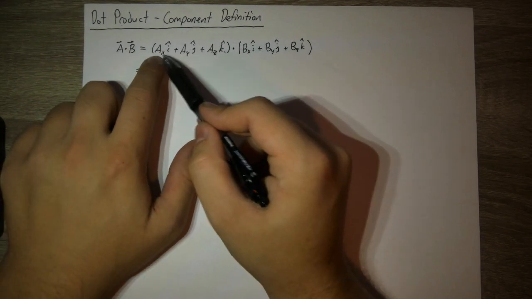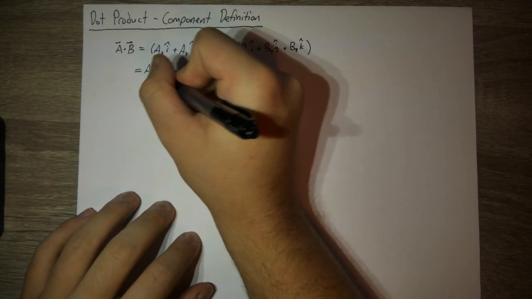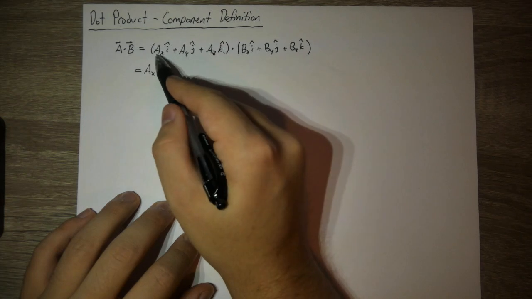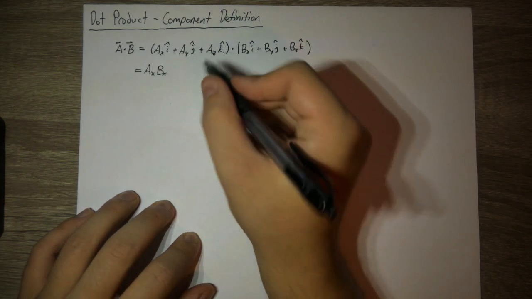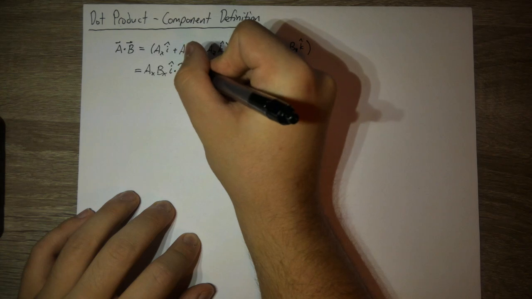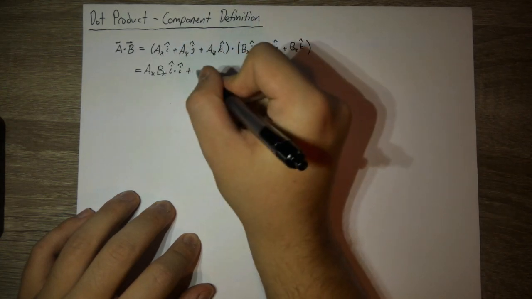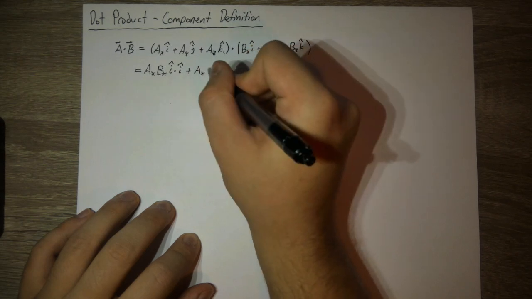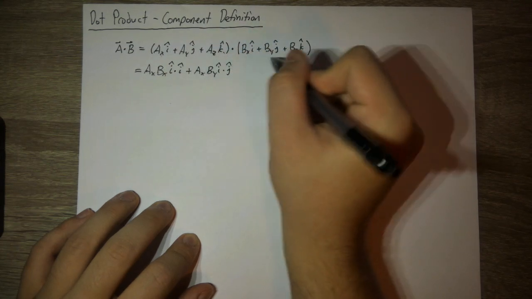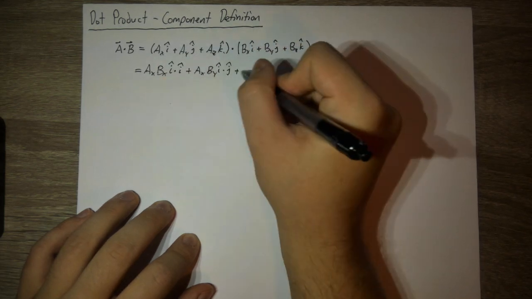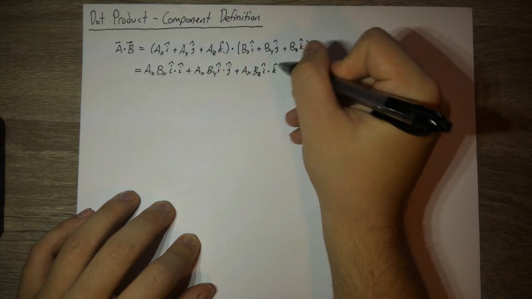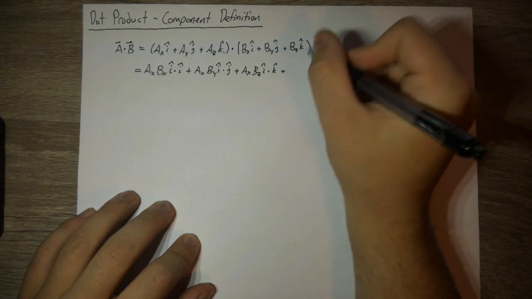So we're just going to multiply each term with each other. I'm going to multiply this term with this term and bring the components out in front because they're just scalar values. And then it looks like this. You've got your I hat dot I hat, and we're going to do that for each term. So AX, BY, then I dot J, and then AX, BZ, I dot K, and we're going to do that for every term.